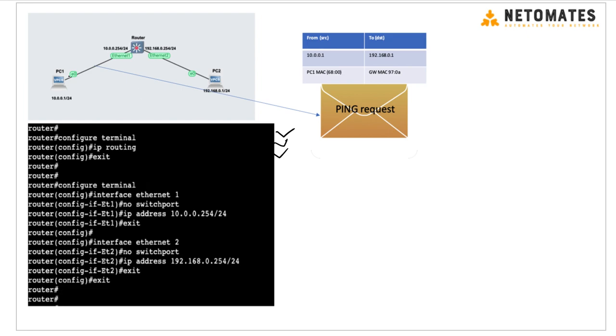So if you can see, PC1 is connected to Ethernet 1, so we need to configure the PC1 gateway here. So I took the last IP in the same network. The best practice is to take the first address or the last address.